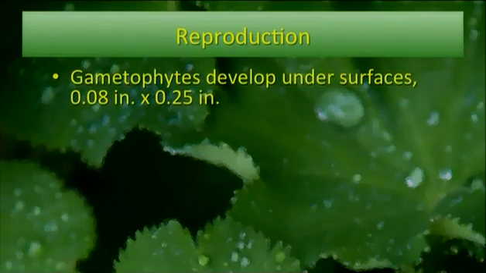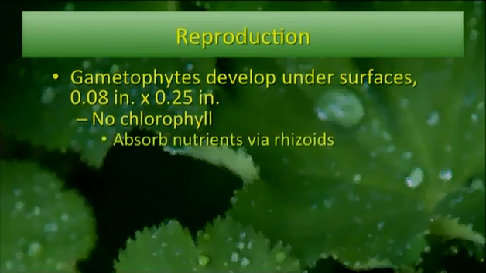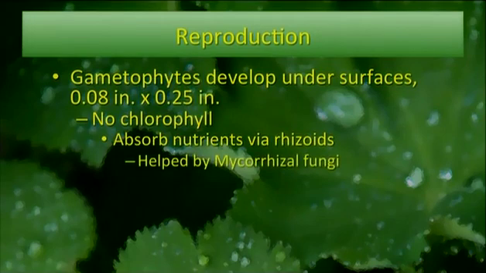Now the gametophytes develop under surfaces, and they're not very big. They're not very conspicuous. They're less than 1/10 of an inch, by about 1/4 of an inch large. Another thing is that they don't have chlorophyll, so they're sort of a light brown color, and they're kind of transparent, so they're not easy to find. They absorb nutrients via their rhizoids, so they don't do photosynthesis, of course. But they're helped along by the faithful old mycorrhizal fungi.